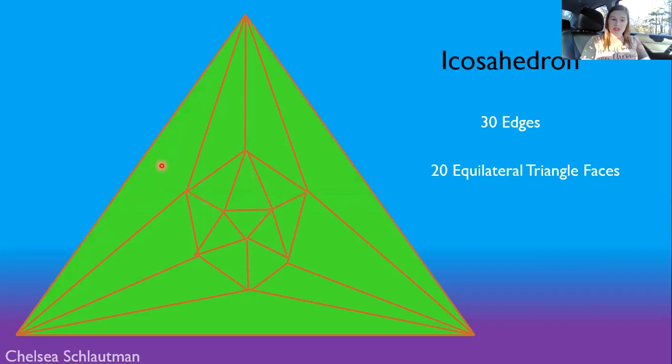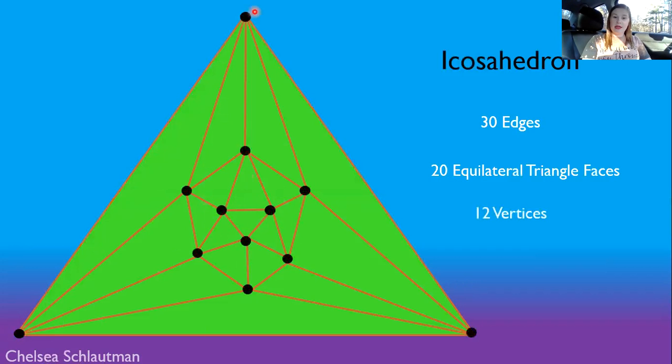The edges again are these straight lines around the figure. And lastly, it has 12 vertices, which are going to be those points again where the rays meet. As you can see here, they are again labeled with black dots. If you count all of those, we have 12.